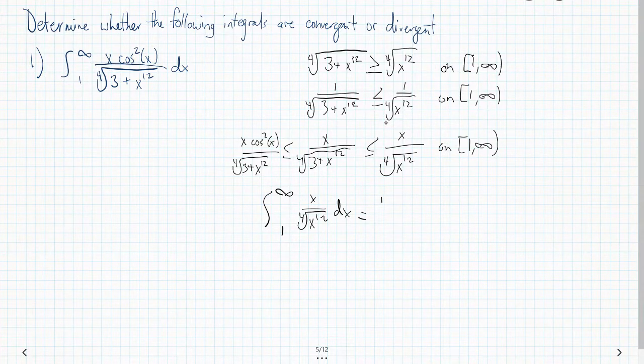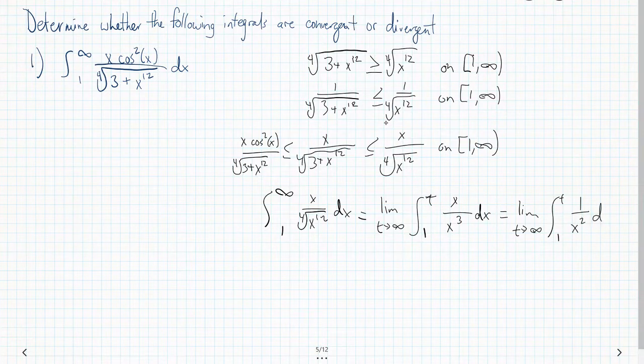Well, notice another way to write that is the limit as t approaches infinity of the integral from 1 to t of x over, well, the 4th root of x to the 12th is just x cubed. So another way for us to have written that is just the limit as t approaches infinity of the integral from 1 to t of 1 over x squared dx. Well, that's convenient, because now we can take that antiderivative, and we get the limit as t approaches infinity of negative 1 over x, evaluated at 1 and t.